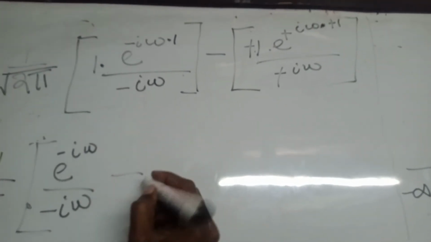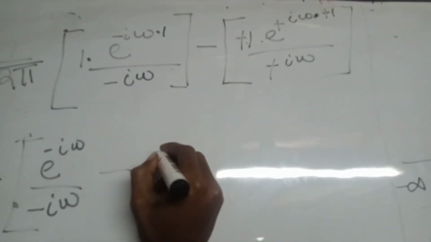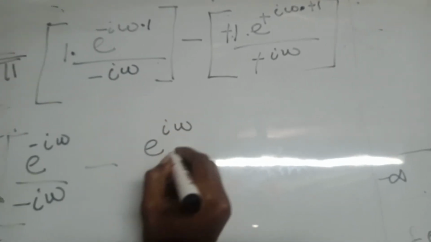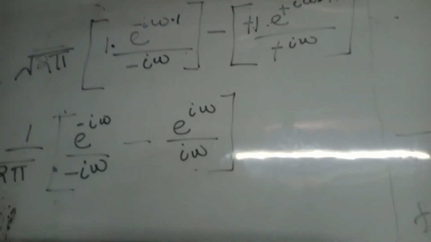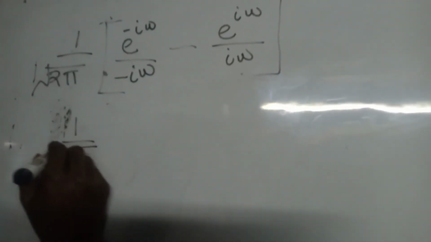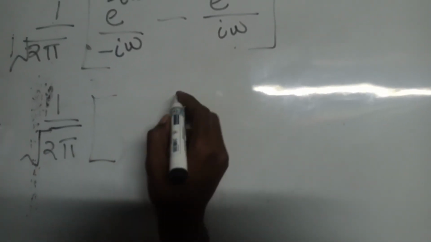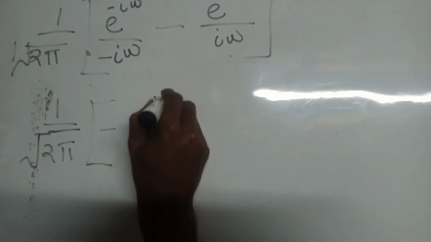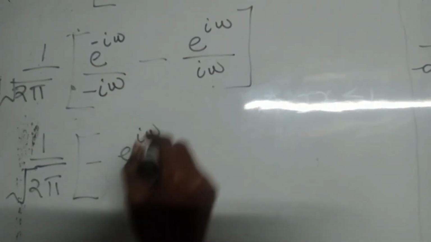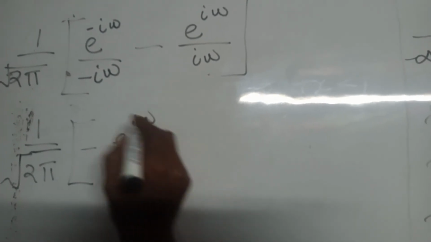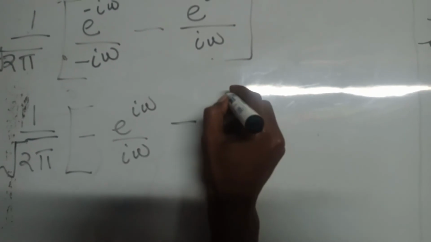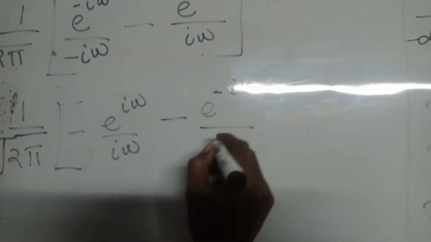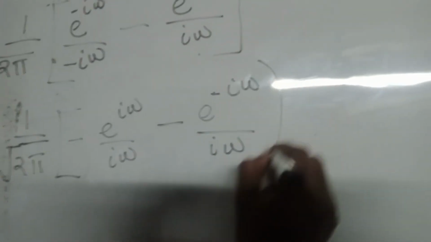Minus, this is e to the i omega over i omega. So we can rewrite this to become 1 over square root of 2 pi times negative e to the i omega. We start with this part, so we attach the negative over i omega. This minus comes up and becomes minus e to the negative i omega over i omega.